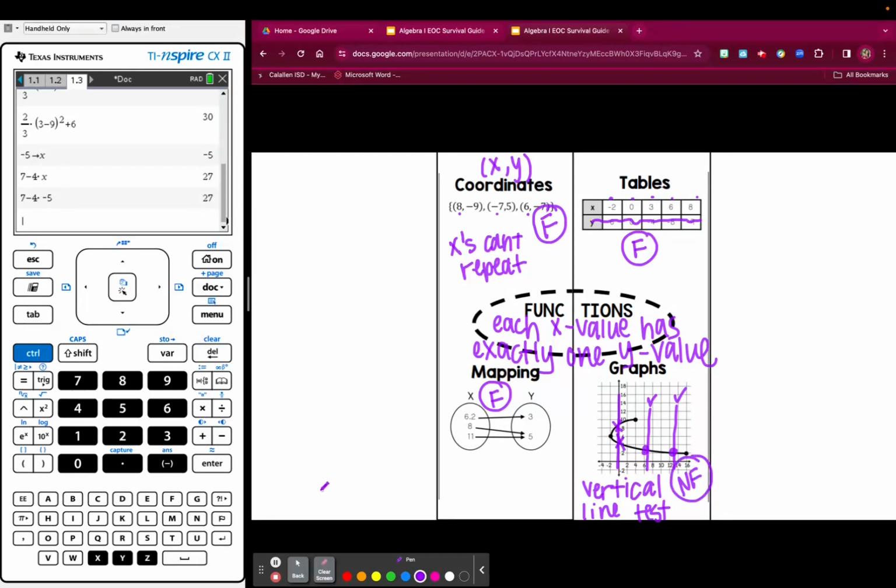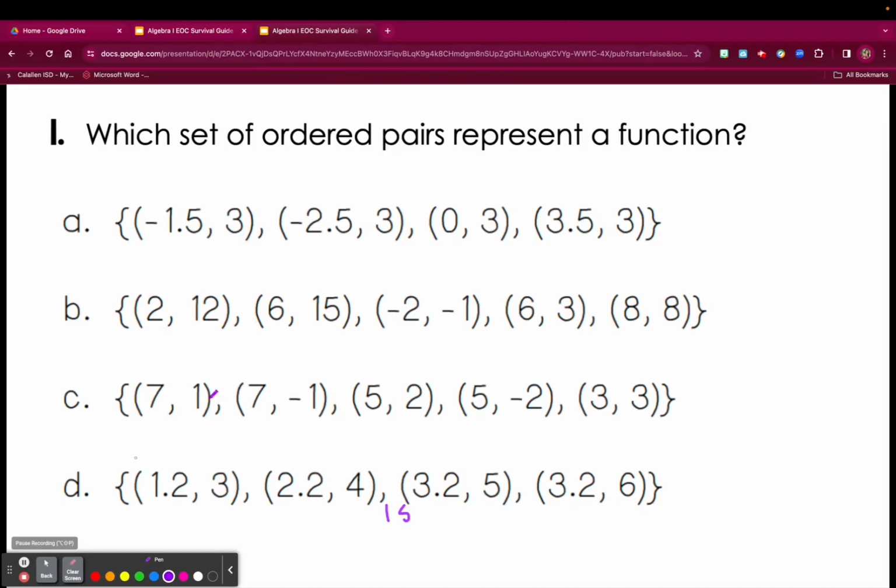Now for the remainder of these notes, I don't need a calculator, so I'm going to go ahead and make my screen bigger. Okay, let's take a look at number 1. So number 1 says, which set of ordered pairs represents a function? So again, we're only looking at our x values when we are trying to determine if a set of coordinates is a function or not.